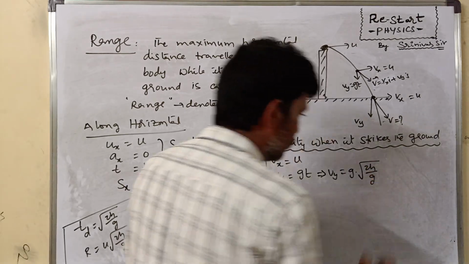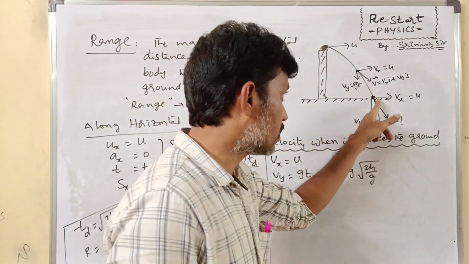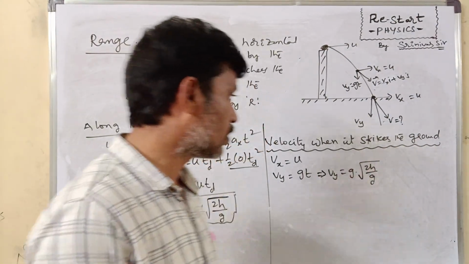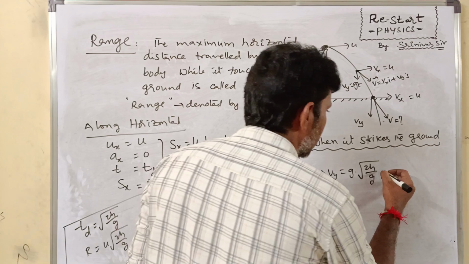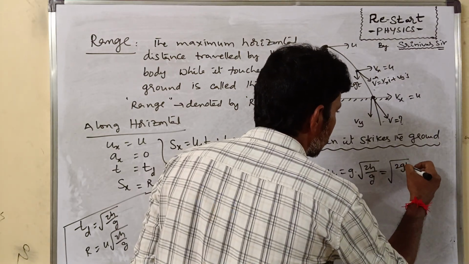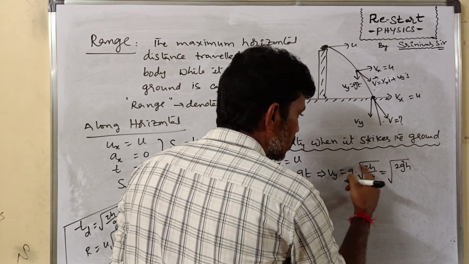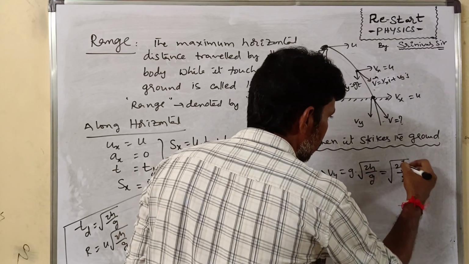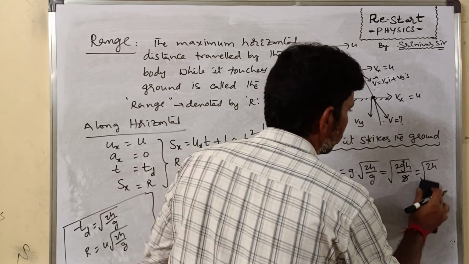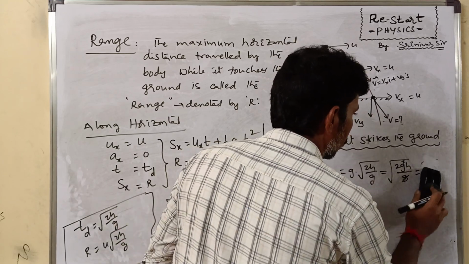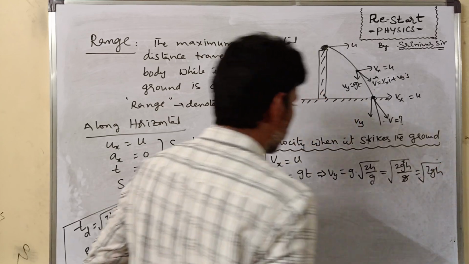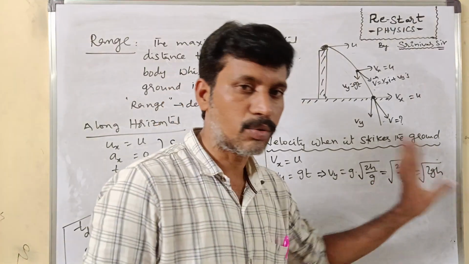Am I right? t means the time of descent, at this point the total time of descent. That's why t is replaced by root of 2h by g. Then that can be written as g times root of 2h by g, which is root of 2g squared h by g, and g cancels. So Vy is equal to root of 2gh.